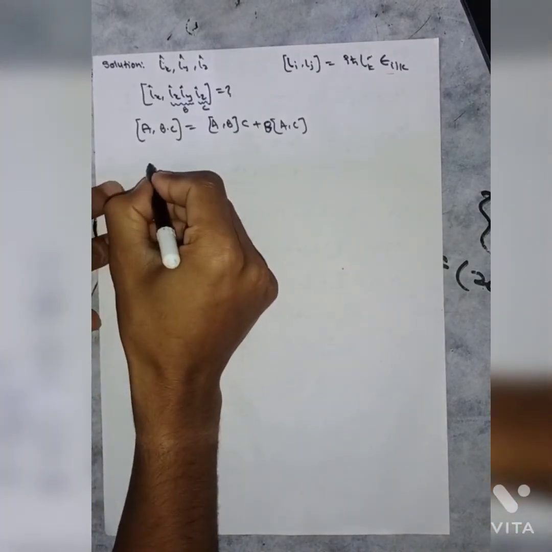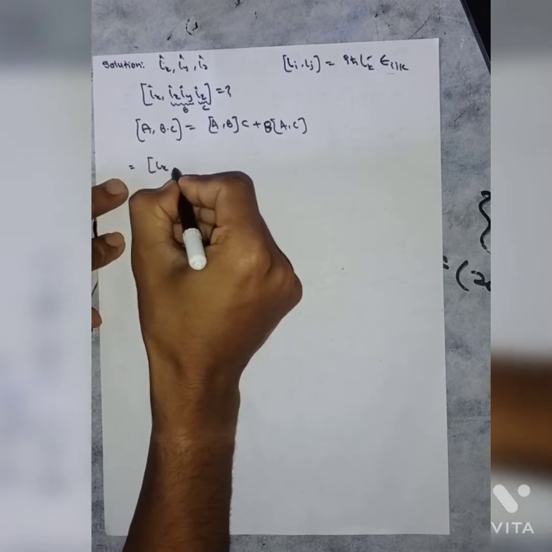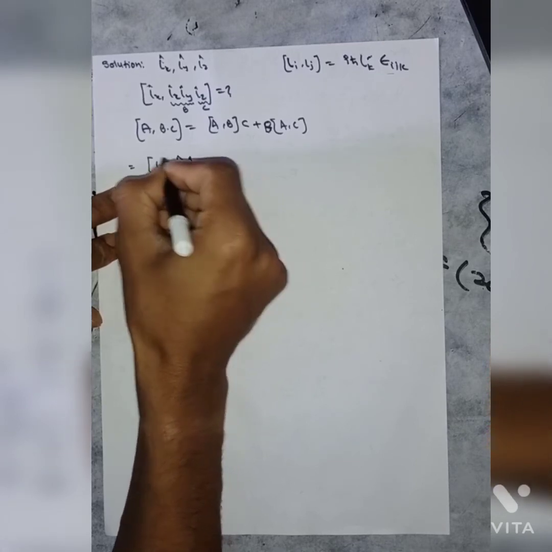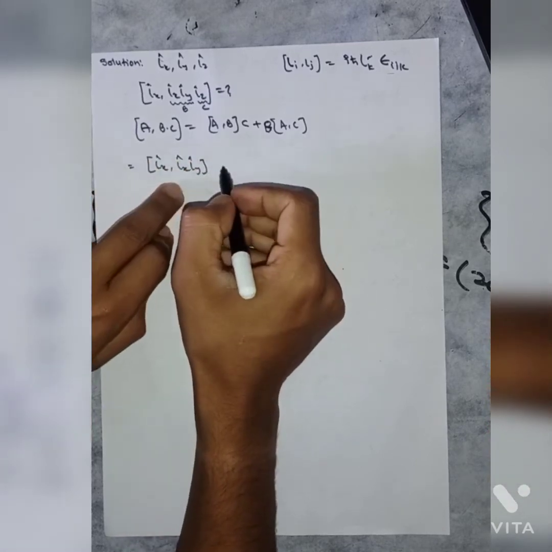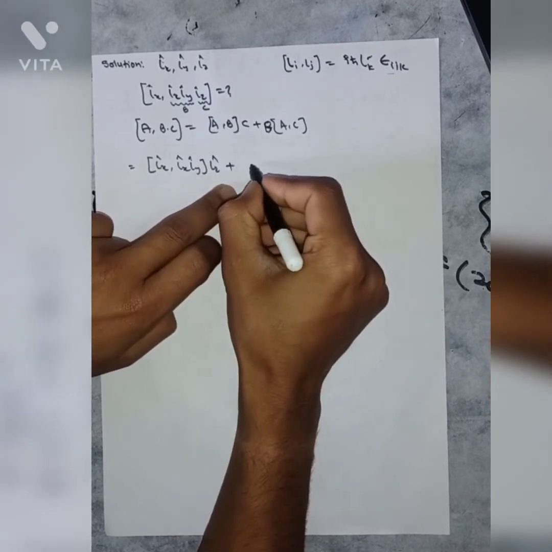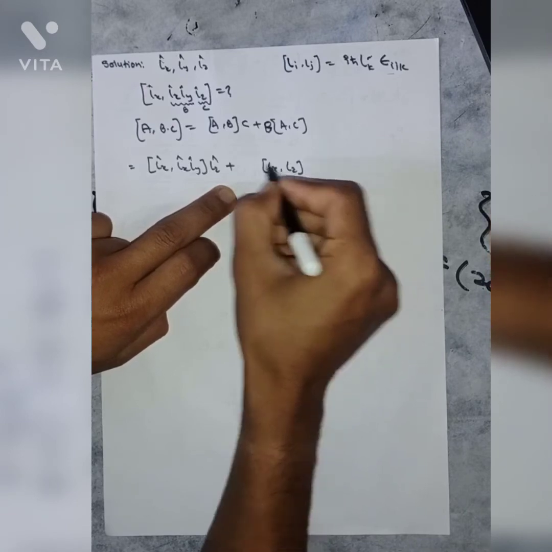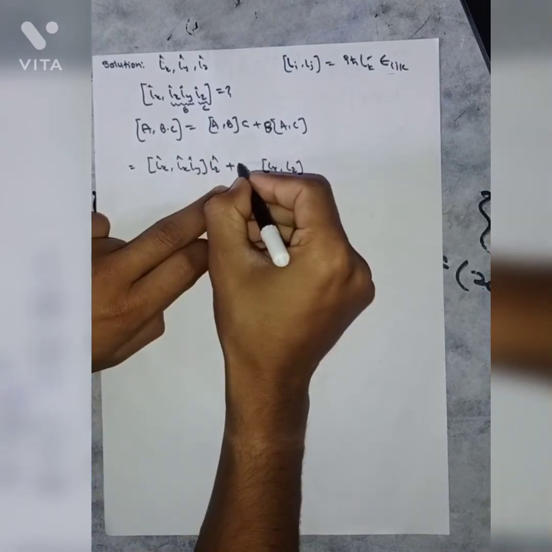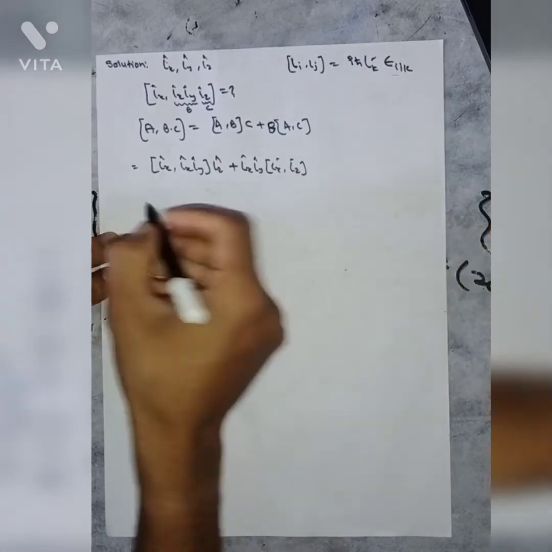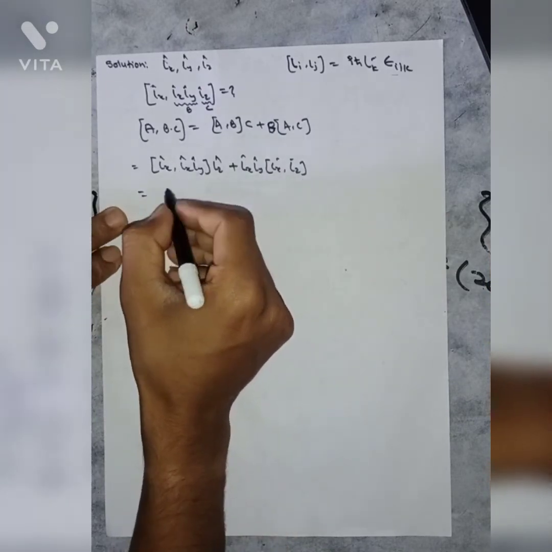So Lx, Ly, right? What will be left outside? Lz plus again Lx, Lz, but what will be left outside? Lx, Ly, right? These are all operators. So this has been simplified, but this is yet to be simplified.